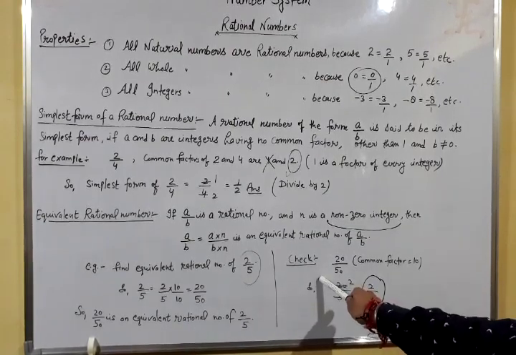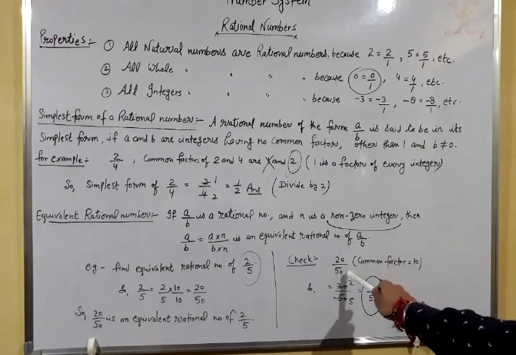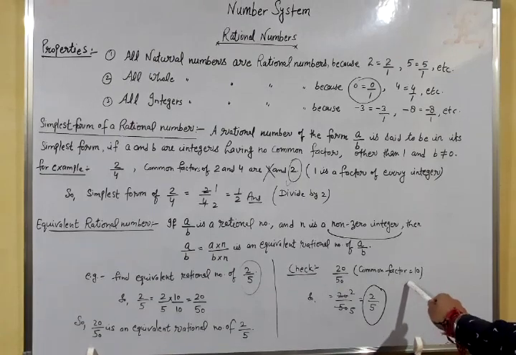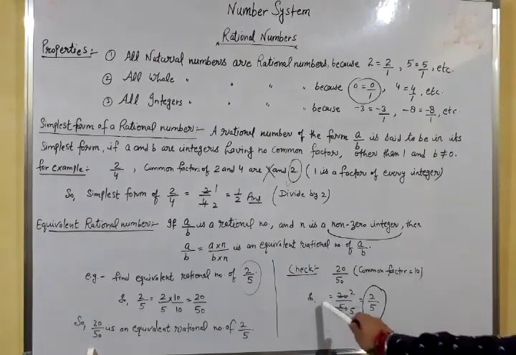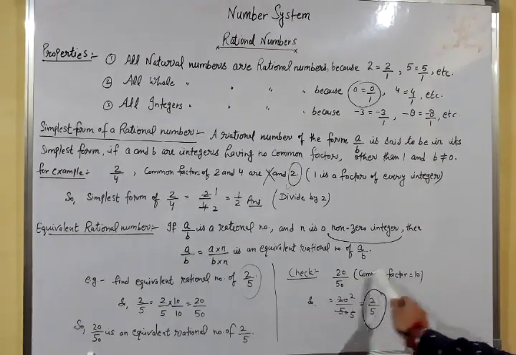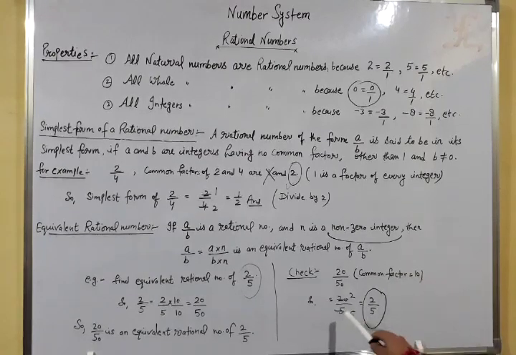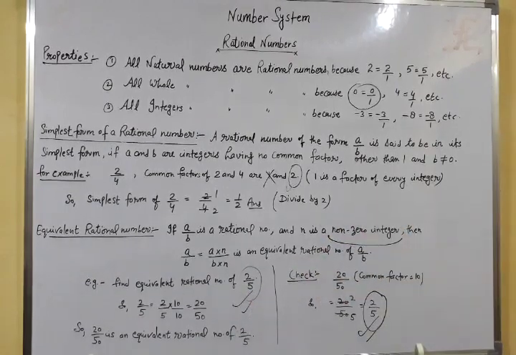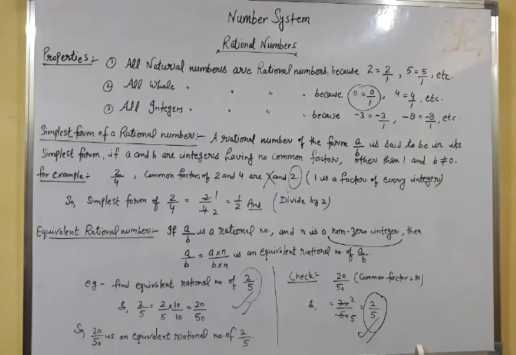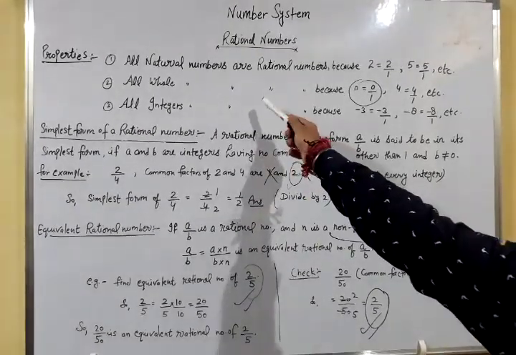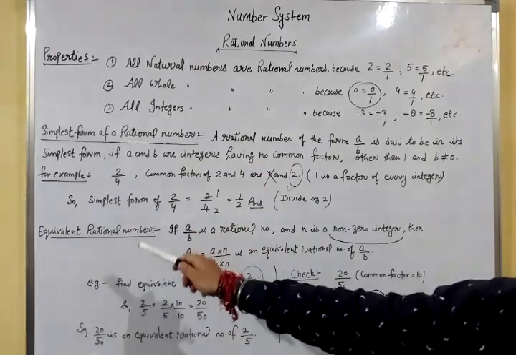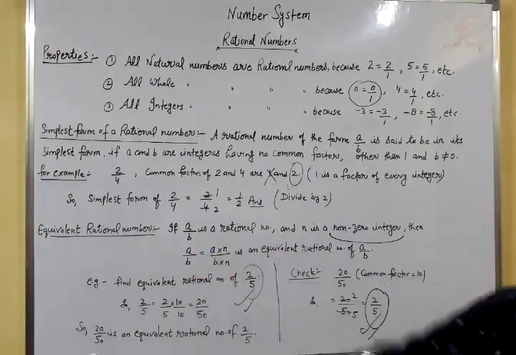You can also verify it. For 20 upon 50, what is the common factor of 20 and 50? Yes, the common factor is equal to 10. Now divide 20 upon 50 by its common factor, we get 2 upon 5, and this is the same as our original rational number. Hence, in this video, you studied a few properties of rational numbers, the simplest form of a rational number and equivalent rational numbers.